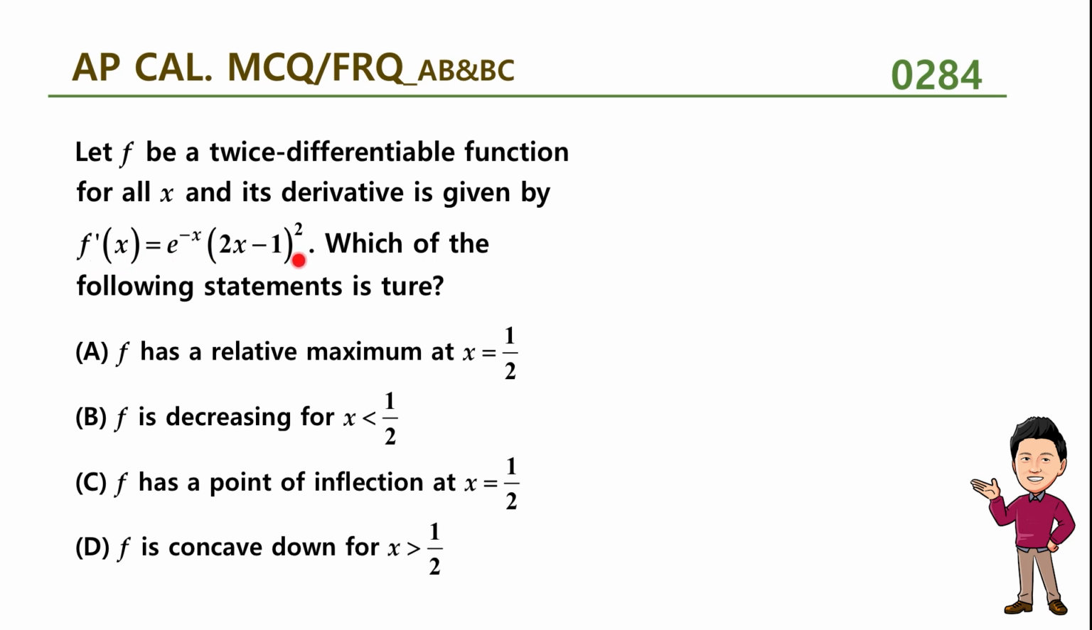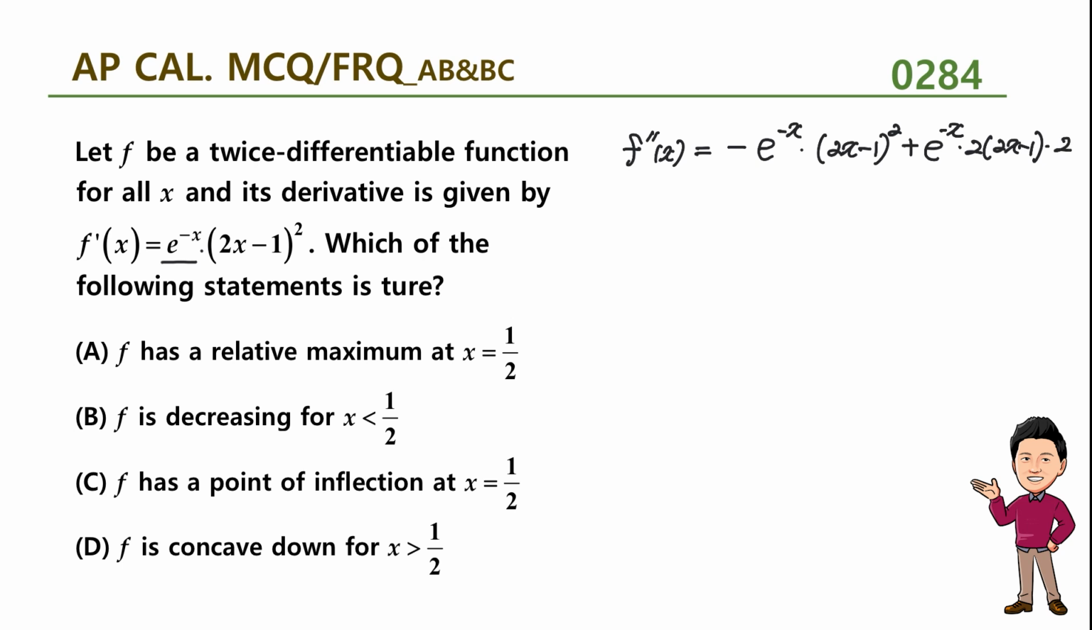Here we have a first derivative. So let's find the second derivative from this first derivative. The first derivative is an exponential times (2x minus 1) squared, right? So we're going to have to apply the product rule. The derivative of e to the negative x is negative e to the negative x, times (2x minus 1) squared, plus, leave this function alone and find the derivative of (2x minus 1) squared. That's the power rule, 2 times (2x minus 1), times the derivative of 2x minus 1, which is 2 by the chain rule, right?